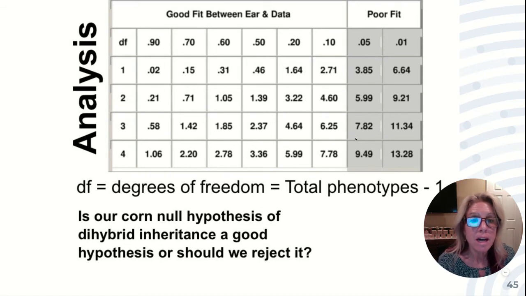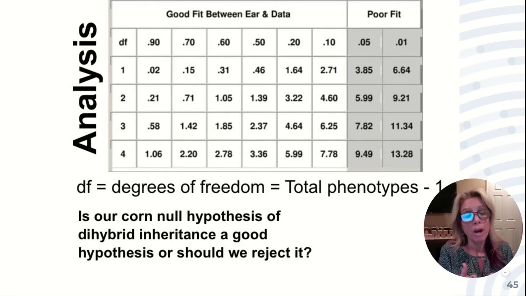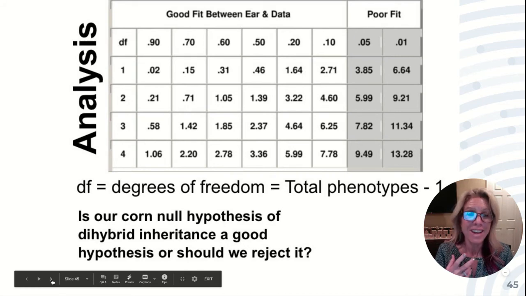Okay? Because the cutoff for 3 degrees of freedom is 7.82, because if I had deviated that much, that I had a chi-square value of 7.82, if I had deviated off my prediction that much, then that would be a poor fit. There was probably something else coming into play, right? But my number of 5.76, it falls somewhere between 10 and 20% of the time. So I can still support the dihybrid inheritance. I can still support my null hypothesis, all right?